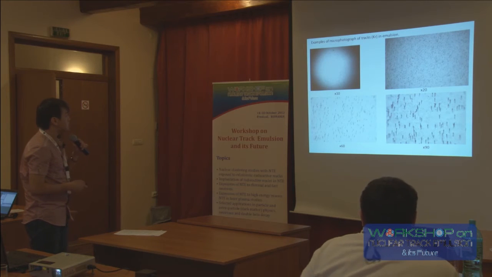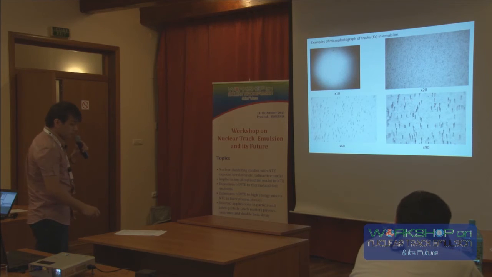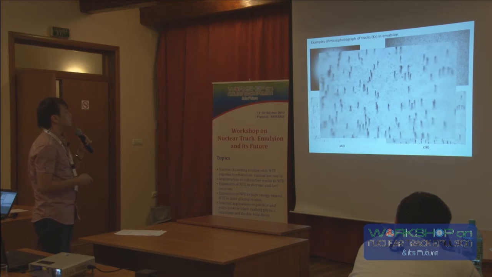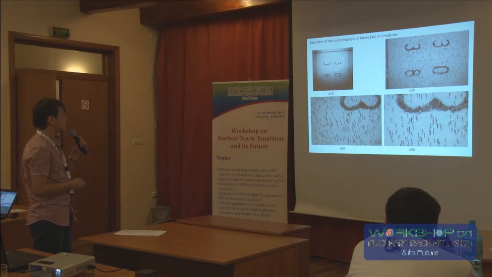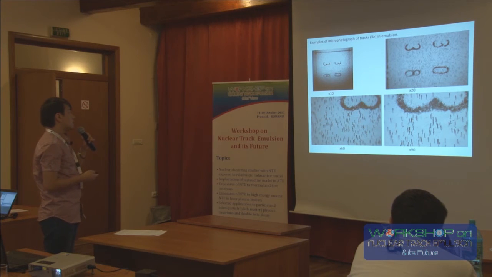In the slides you can see examples of microphotographs of krypton tracks with magnification 10, 20, 60, and 90, and the ions enter the emulsion in this picture from the top side. And for xenon, of course, we previously marked the emulsion.